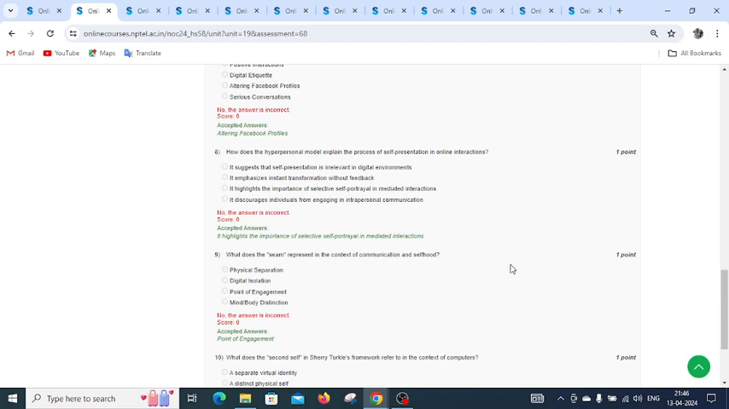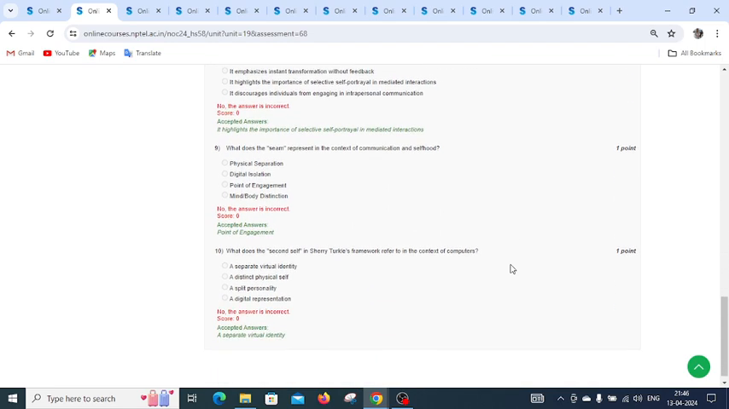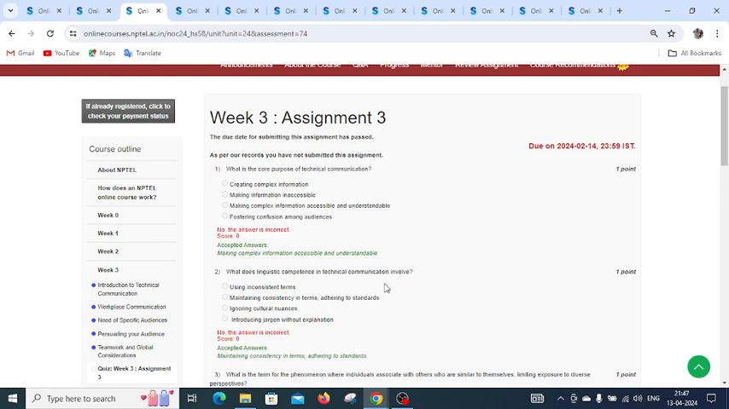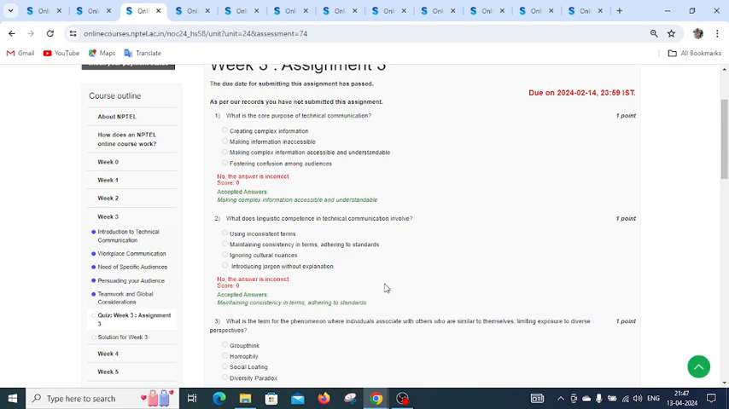Moving to question number 10, what does the second self in Sherry Turkle's framework refer to in the context of computers? And the right answer is a separate virtual identity. Moving to week 3 assignment, what is the core purpose of technical communication? And the right answer is making complex information accessible and understandable. What does linguistic competence in technical communication involve? Maintaining consistency in terms and adhering to standards.